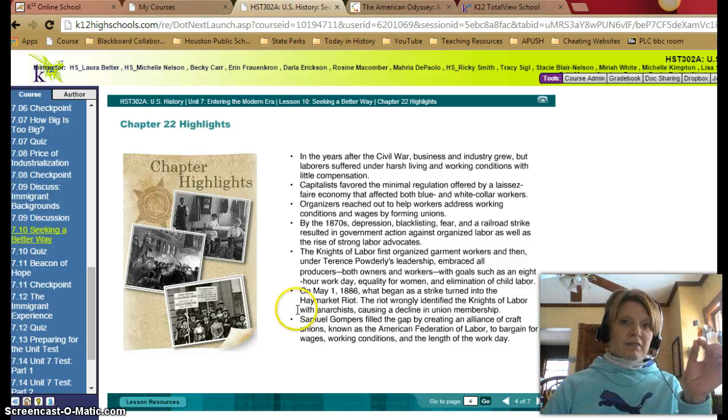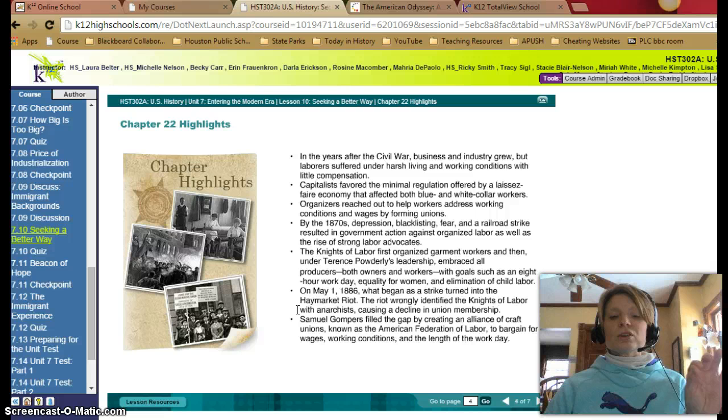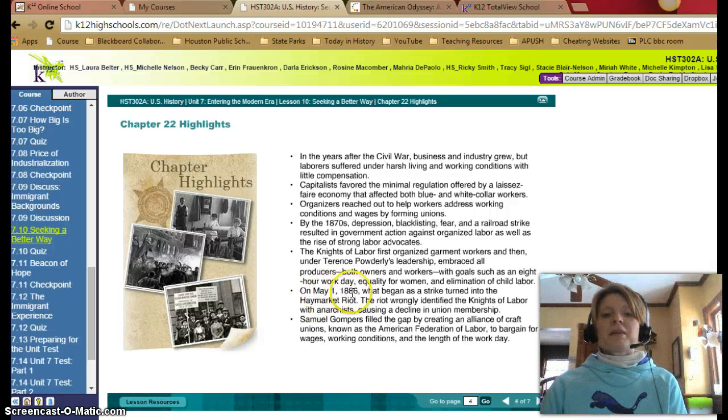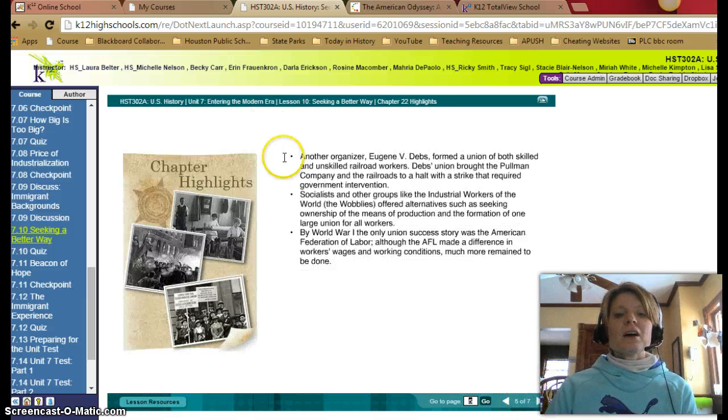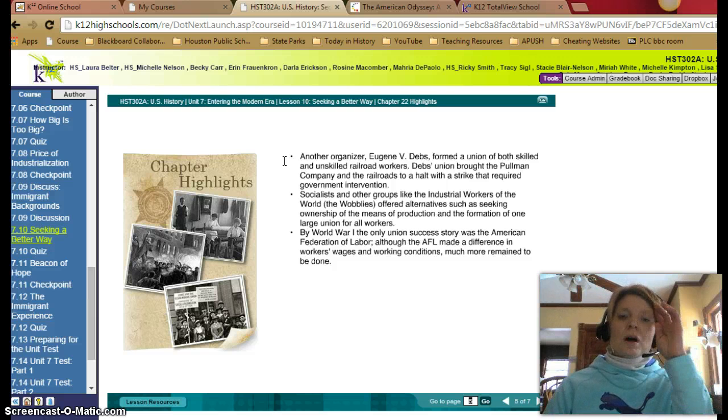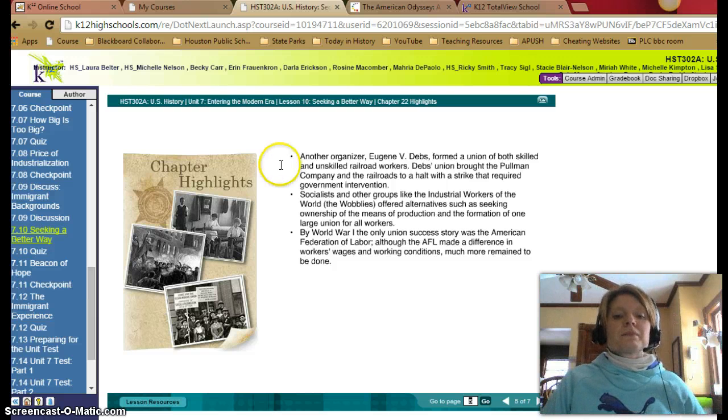If you remember that graph that we looked at in the earlier reading, if you trace back, you'll see a decline in membership happening right around that 1886 time. Samuel Gompers filled the gap by creating an alliance of craft unions known as the American Federation of Labor to bargain for wages, working conditions, and the length of the workday. Another organizer, Eugene Debs, formed a union of both skilled and unskilled railroad workers. Debs' union brought the Pullman Company and the railroads to a halt with a strike that required government intervention.